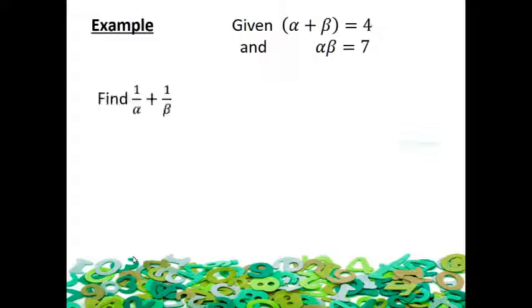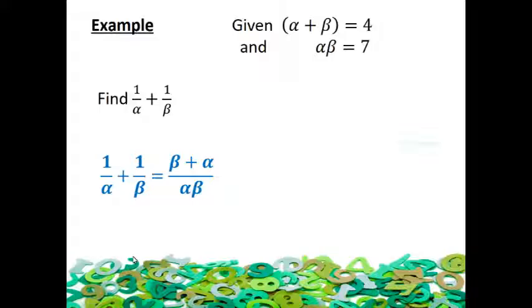So we need to manipulate this algebraically first. We're trying to get an expression where I have alpha plus beta or alpha beta in, and then I can just sub values. So what you can see here is we've cross multiplied. We've timesed 1 over alpha by beta over beta and 1 over beta by alpha over alpha, giving me alpha plus beta over alpha beta.